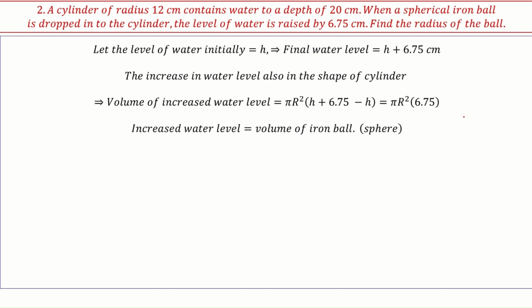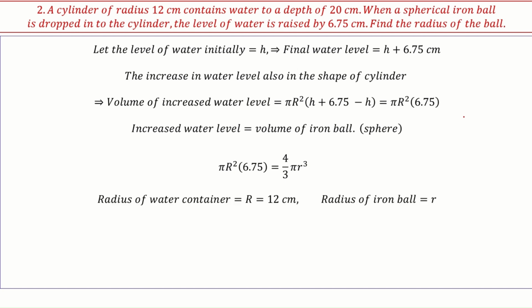Now, iron ball of radius, let's say r, is dropped into this. So its volume is equal to 4 by 3 pi r cube, correct? It is dropped into this. Okay. So now radius of water container is 12 centimeters, radius of iron ball is r. So r cube is around 3.6 you will get, which is nothing but 9 centimeters. Radius of iron ball is 9 centimeters. Next.